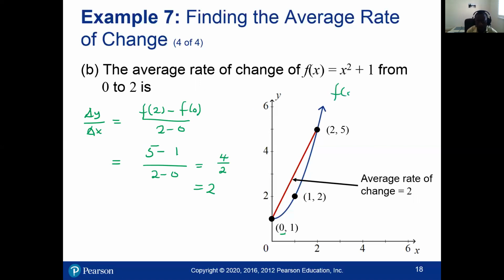What is f of 0? Okay, that's 0 plus 1. That's why I got 1. And f of 2, we got 2 squared plus 1. That is 5. That's why I have these values, 5 and 1. Okay, so that gives us the average rate of change.